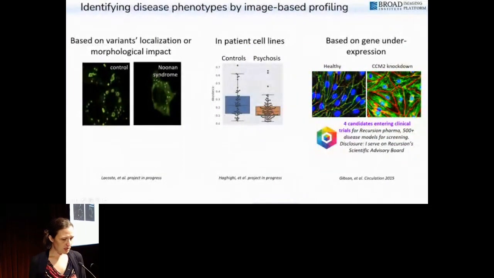The first one was looking at localization or morphology changes by tagging the gene and overexpressing it. The second one, we used patient cell lines. And then the third one, I won't go into detail, but you can also knock down genes or just generally overexpress them. That's an approach taken by a company, originally from the University of Utah. They spun out a company called Recursion, and they have 4 candidates entering clinical trials. So this one is definitely further along than our academic lab, but really exciting to validate this basic strategy of identifying disease phenotypes. So any questions on this kind of an approach?